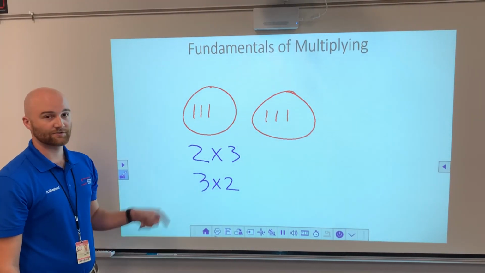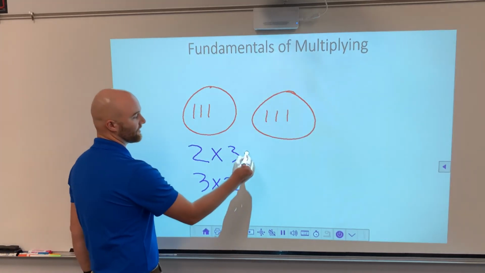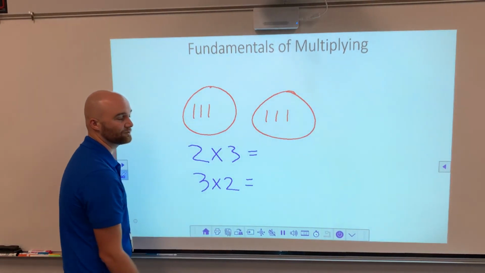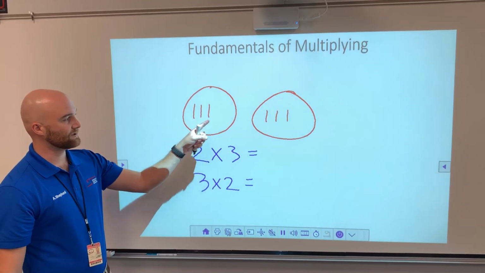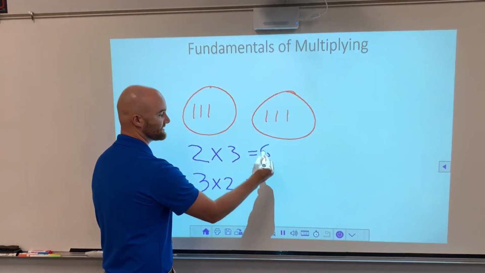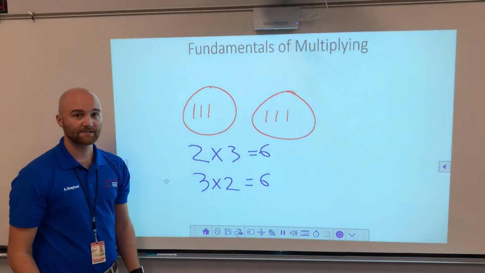These are our factors. Now we need to find our product. Our product is the answer. That's just how many total tick marks we have. 1, 2, 3, 4, 5, 6. So we have 6. Our product is 6.